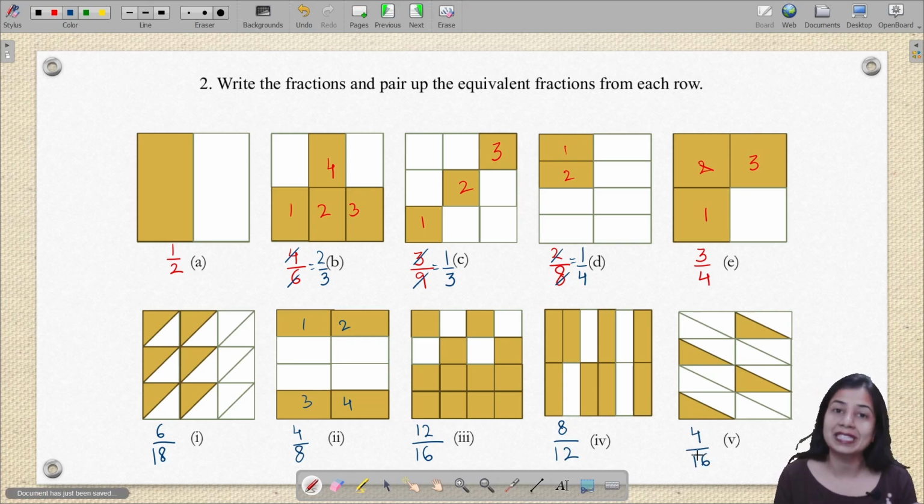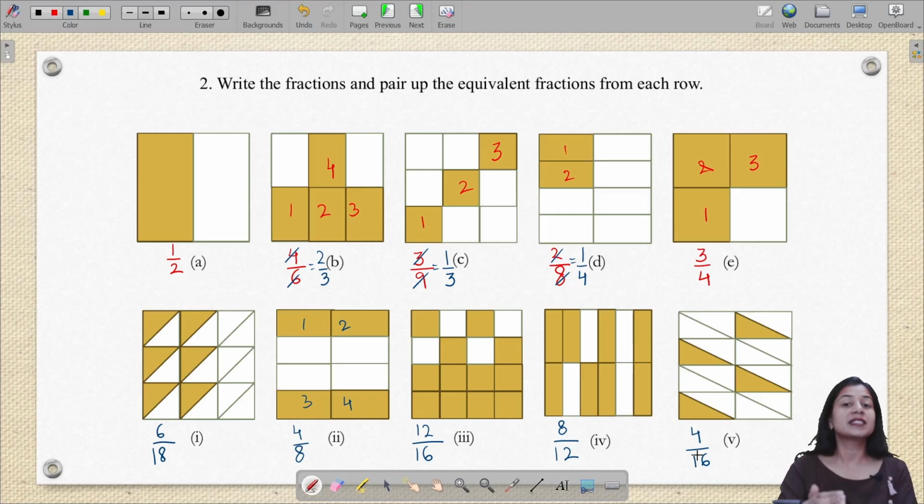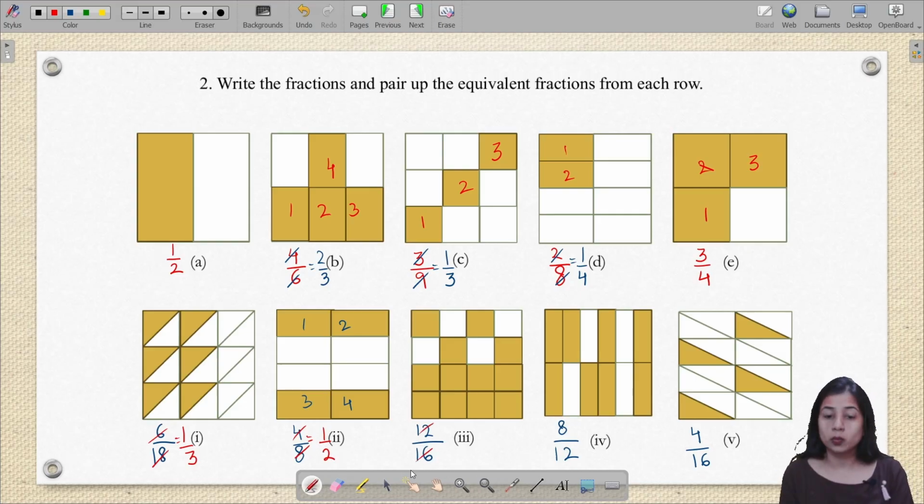I hope everyone is clear with this. Numerator is telling us the shaded part and the denominator is telling us the total number of equal parts. Now let's simplify them. 6 and 18 are divisible by 6, giving us 1 by 3. 4 and 8 are divisible by 4, giving me 1 by 2. 12 and 16 are divisible by 4, giving us 3 by 4.